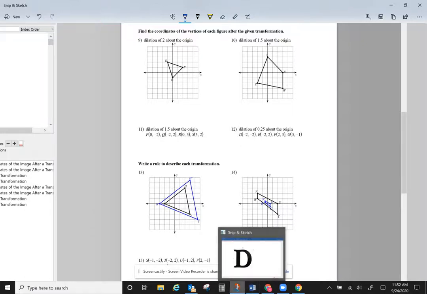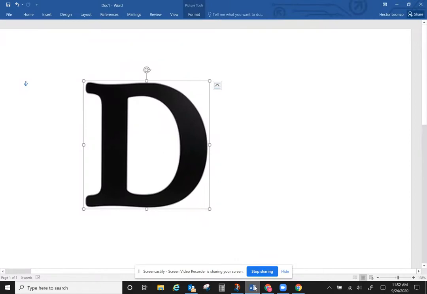All right, guys, we're going to be dealing with dilation this time. But before we look at the questions of dilation, let me talk about what dilation is. So I'm going to have the letter D for dilation here. And dilation means things get either bigger or smaller, but everything. Don't think I'm going to change one side. I'm going to change every side.